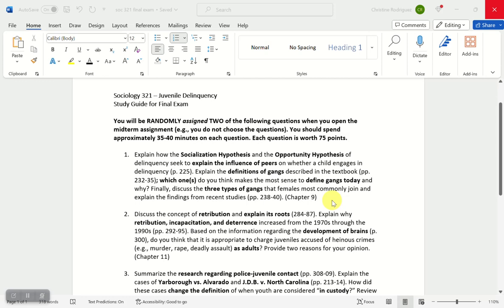Explain the definitions of gangs described in the textbook. Which one or ones do you think makes the most sense to define gangs today and why? You will notice that I did give you the page numbers to refer to, to make it a little easier for you as you are preparing for this exam. Finally, discuss the 3 types of gangs that females most commonly join and explain the findings from recent studies. Okay, so that's question 1.